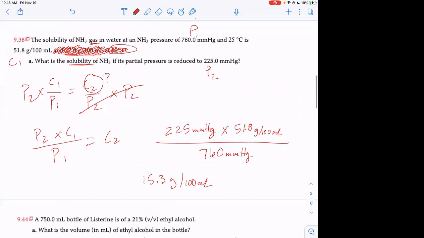So remember, if you're solving for a pressure here, like if you're solving for P1 or P2, you just flip the whole equation upside down if you want, and then isolate that term, okay?